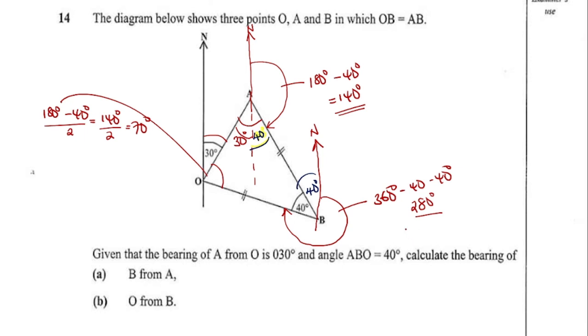So we can summarize by saying the bearing of B from A, that will be 140 degrees. Then the bearing of O from B, that is 280 degrees, like that. Okay.